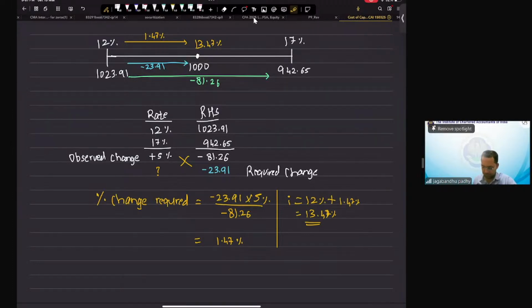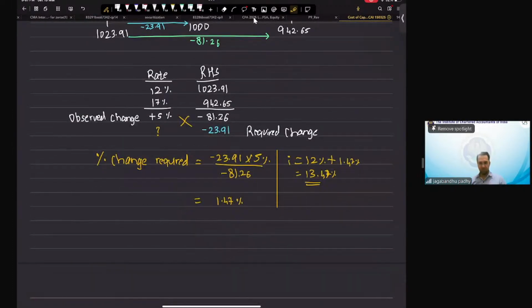Are we good, guys? And we understood how we get this 13.47%? Clear? Okay.